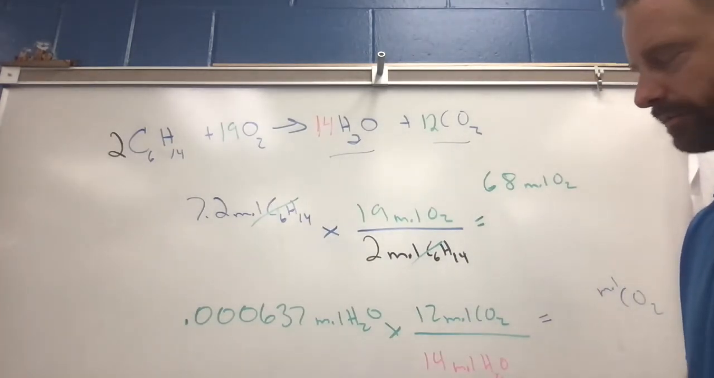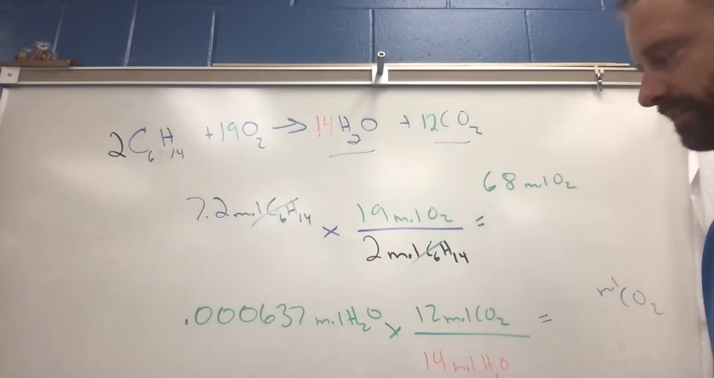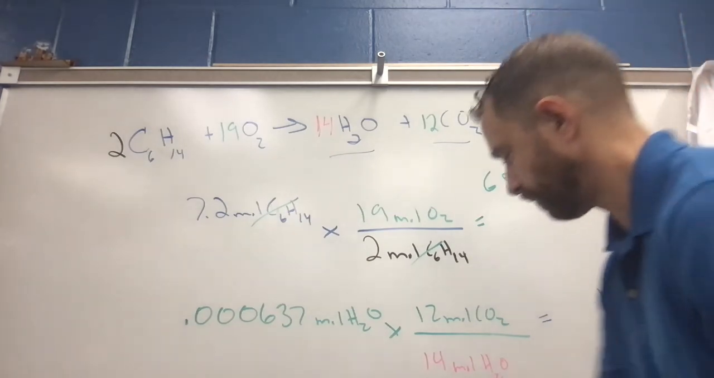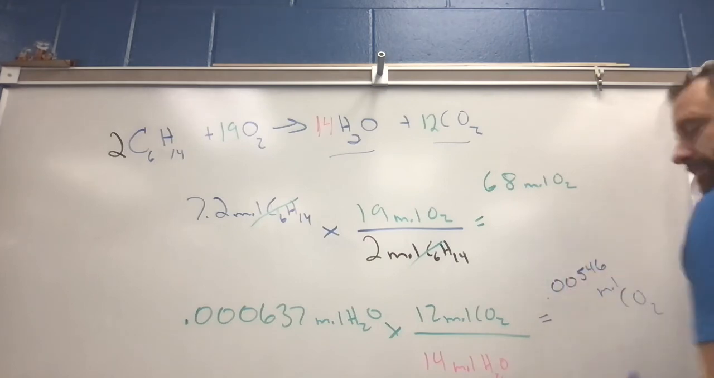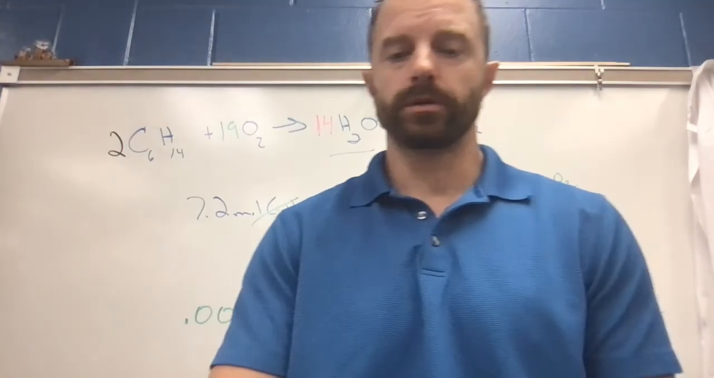So I would do 0.000637 times 12 divided by 14. So it should be a little bit less than that. So 0.00546. So hopefully that helps with just our one-step mole-to-mole stoichiometry.